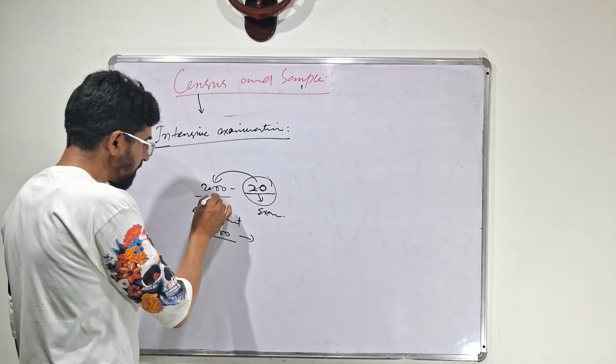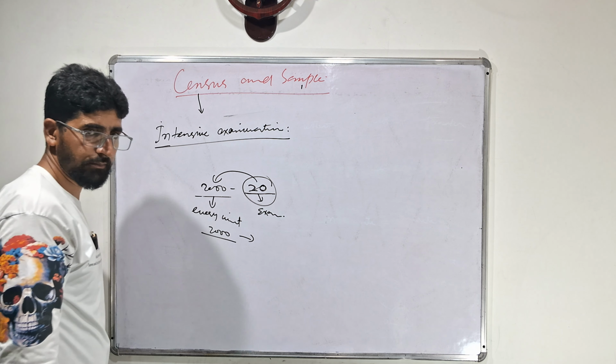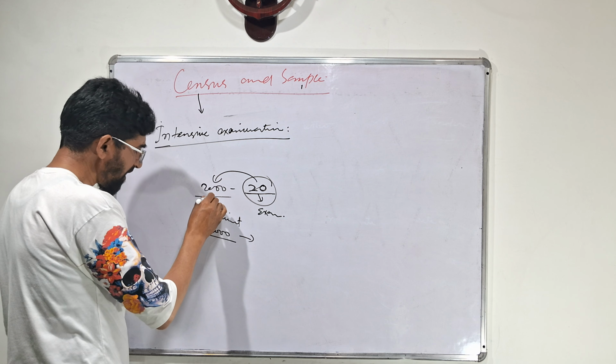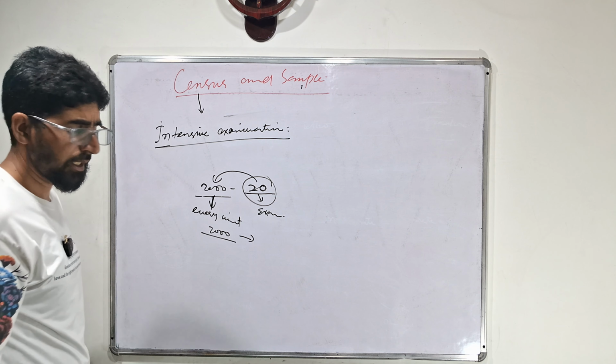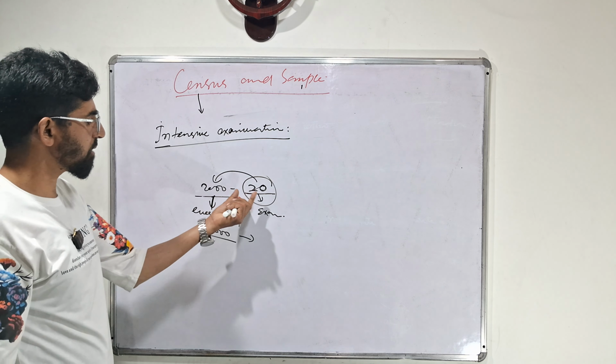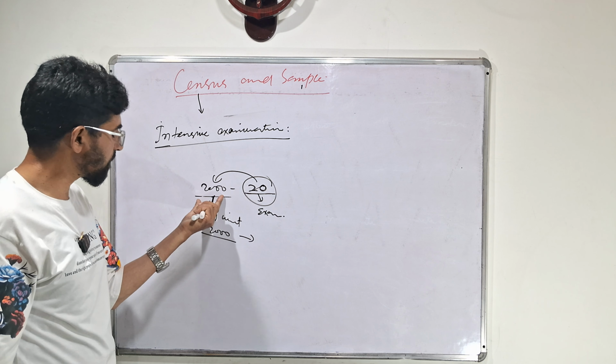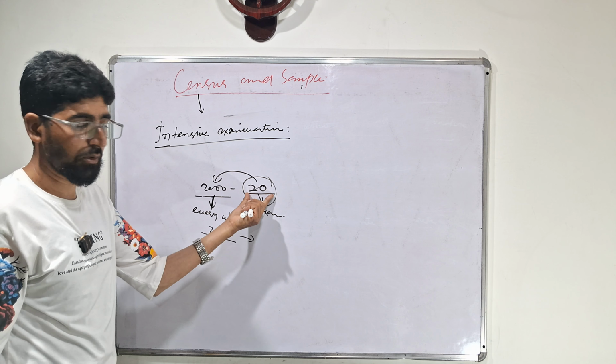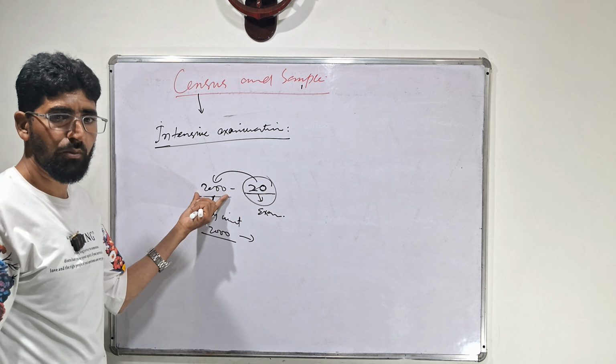Means in the census method, intensive examination is done. We can do intensive examination related to every unit. But how is it possible with 20 units among 2,000 students? We can only do intensive examination on 20 students. It is impossible. But in the census method, definitely it is possible.